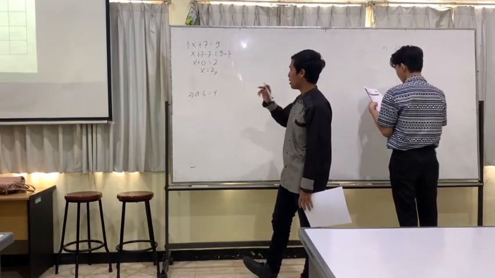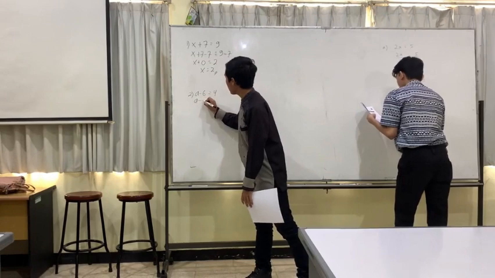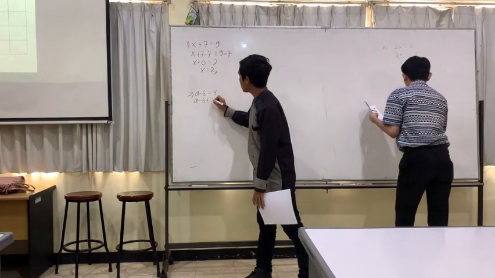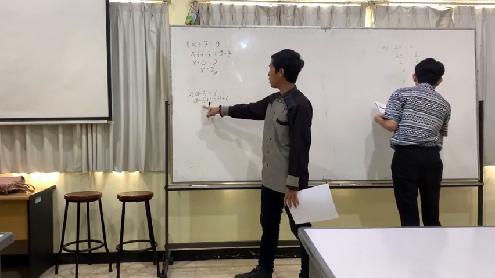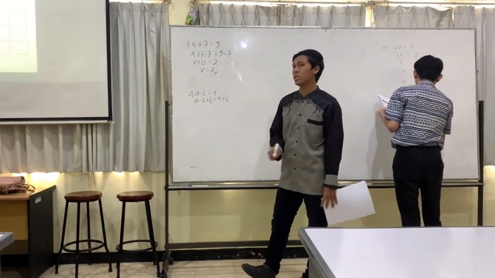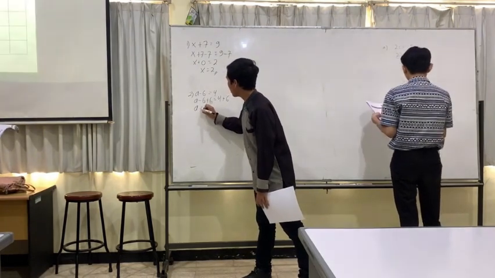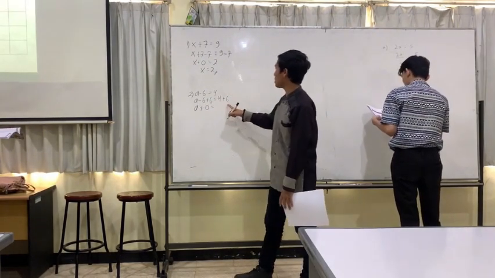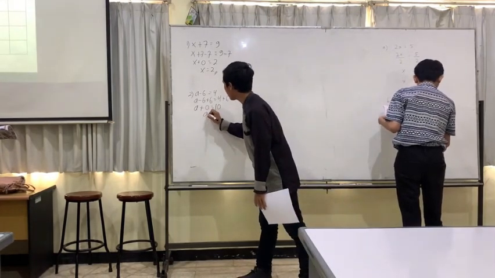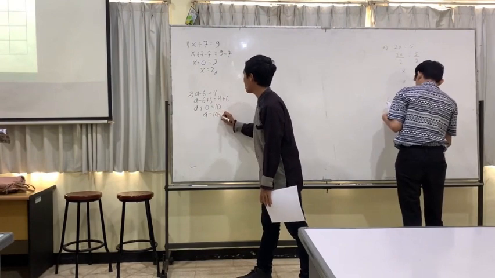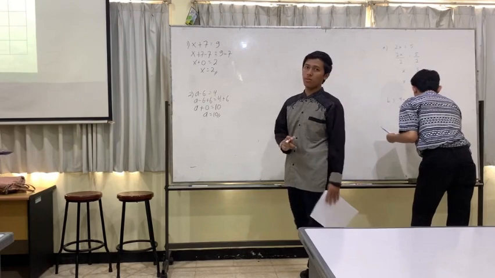For the second question, we have a minus 6 equal 4. So we can add 6 to both sides. We can write a minus 6 plus 6 equal 4 plus 6. So we can calculate minus 6 plus 6 equal 0. So we can write a plus 0 equal 4 plus 6 equal 10. So we get a equal 10. So this is the solution for a minus 6 equal 4.